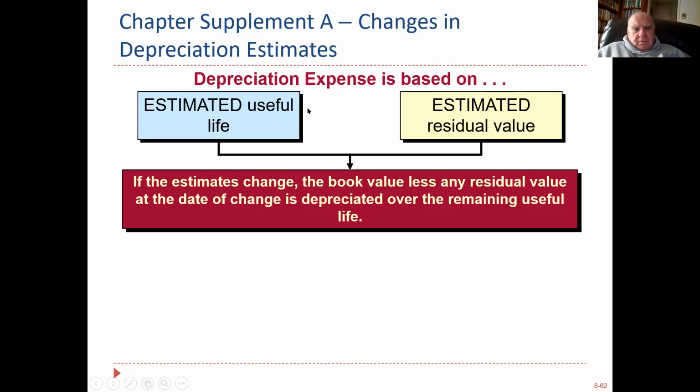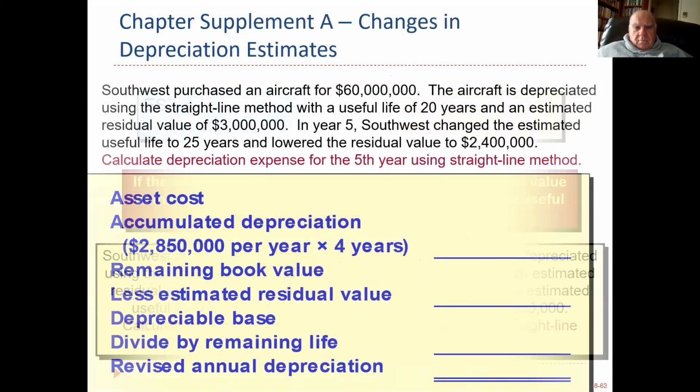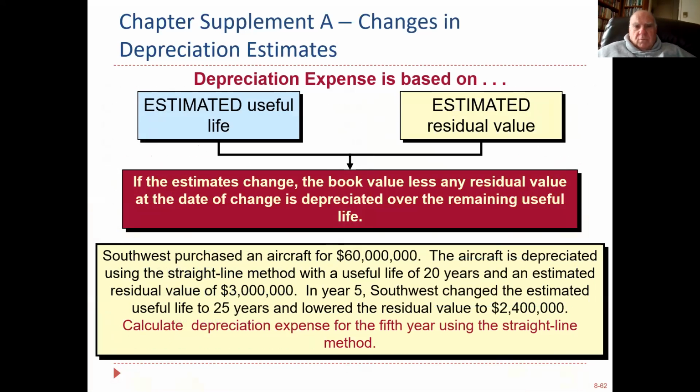We bought an asset and we said the useful life is 10 years. And this is the estimated residual value. But these estimates can change over time. If the estimates change, the book value less any residual value at the date of the change is depreciated over the remaining useful life. Wow, what a mouthful, huh? So let's take a look here. We'll finish this chapter up.